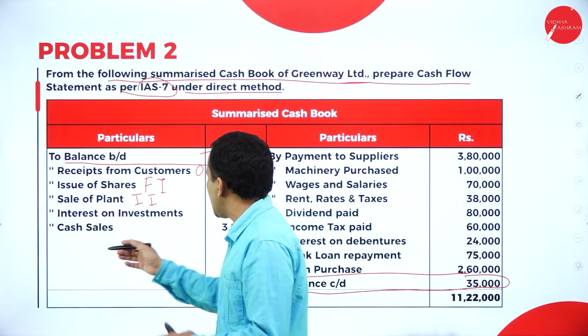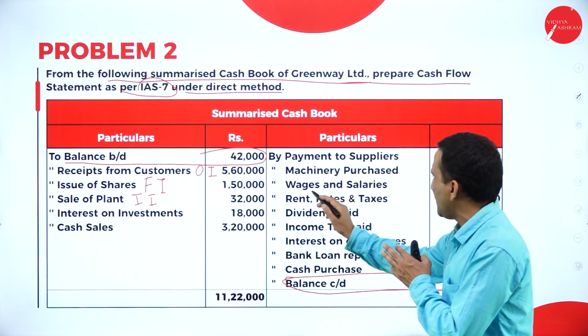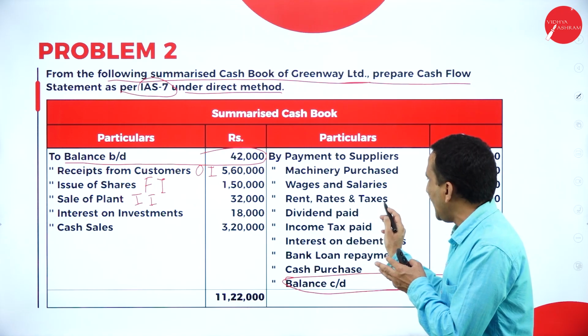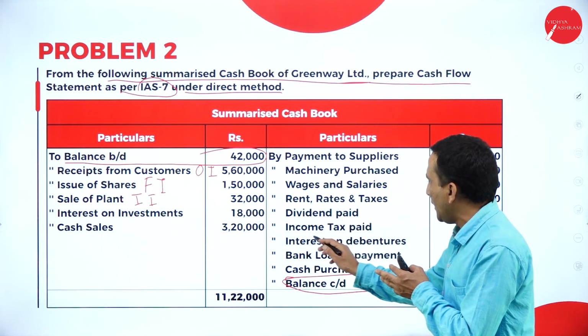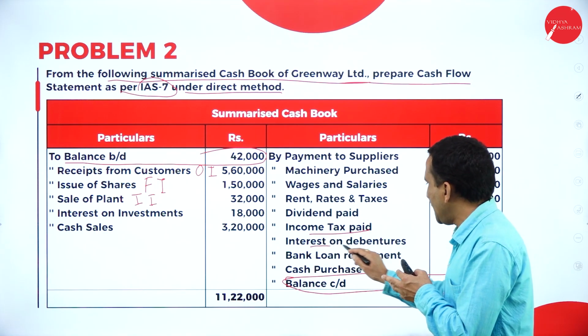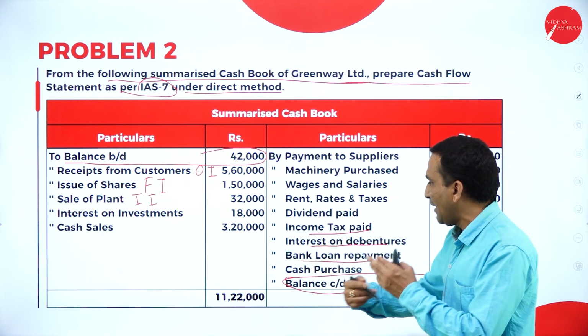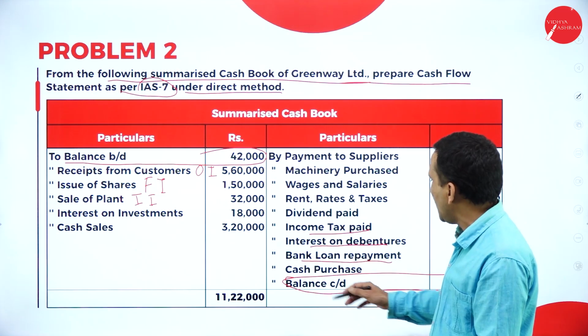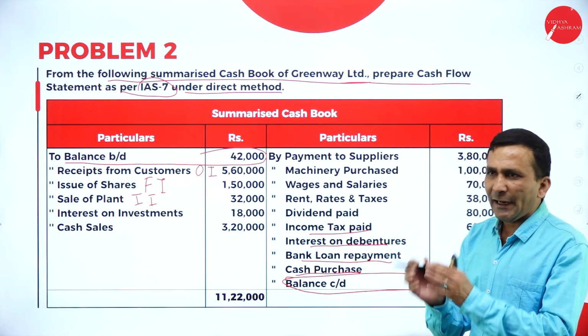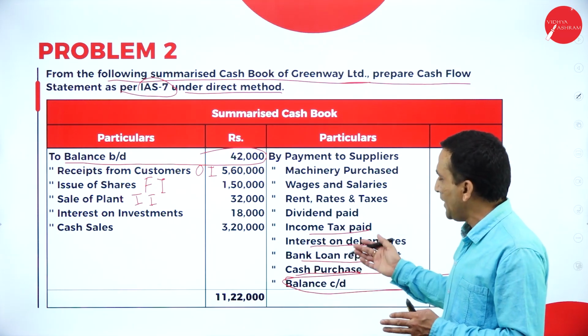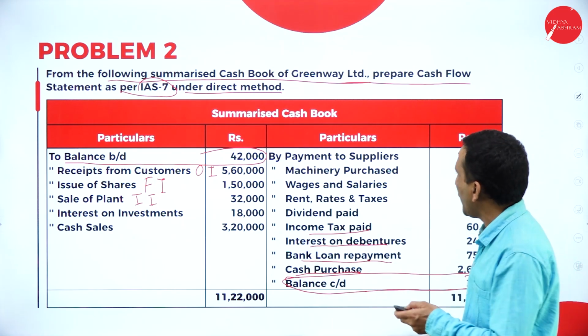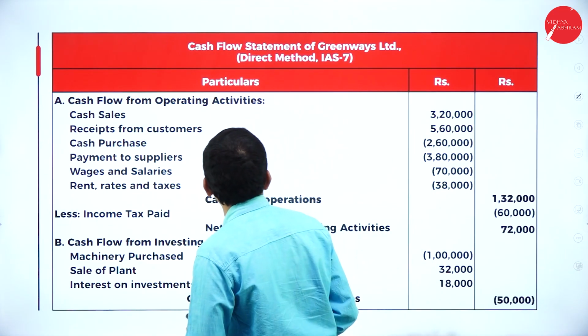So the cash sales, even the machinery purchase, wages and salary, rent and tax, dividend paid, income tax paid, interest on debenture, bank loan repayment, money is going which is related to financial, and cash purchase. At the time of purchasing a material, immediately the cash is going out, an outflow. So moving to the direct method.